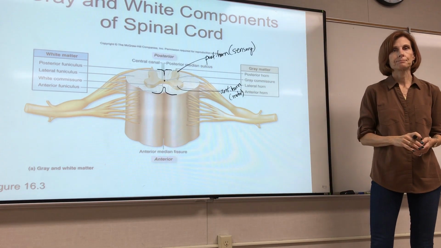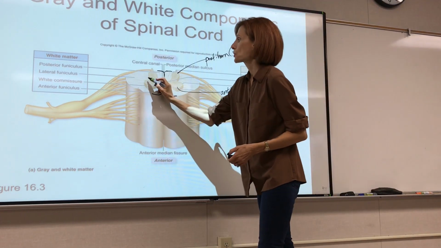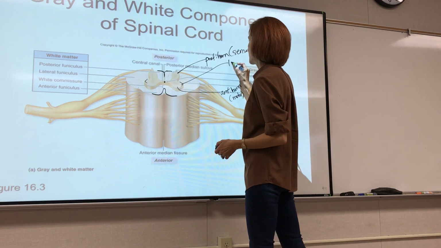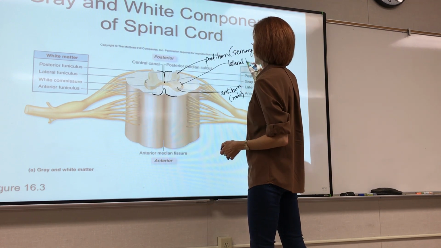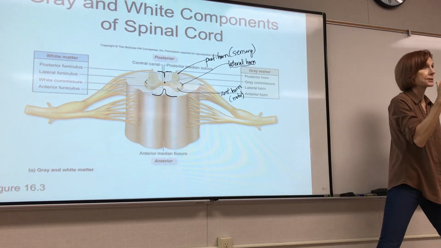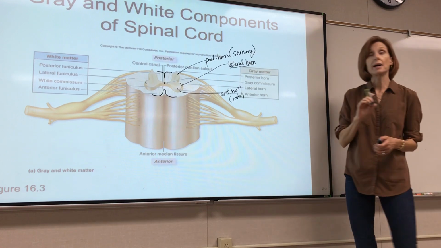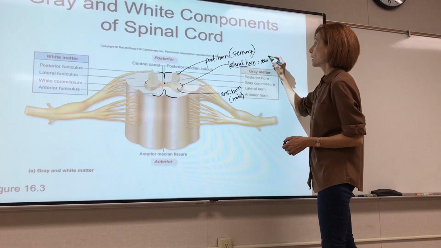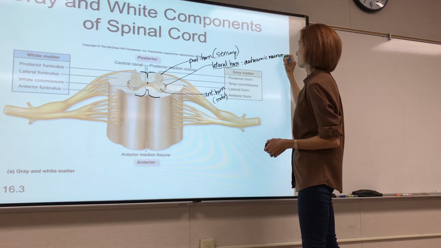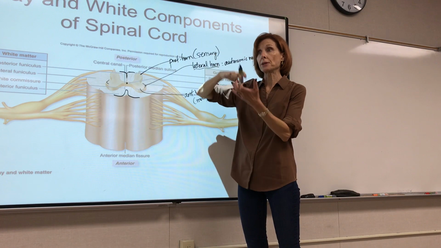Now notice that they're showing another horn here. They're showing a lateral horn. The lateral horn is not present at all levels of the cord. It is only present at certain levels where we have autonomic neurons. So the lateral horn will be for autonomic neurons, and we will talk about those next time. But the posterior and anterior horns are present throughout the length of the cord.